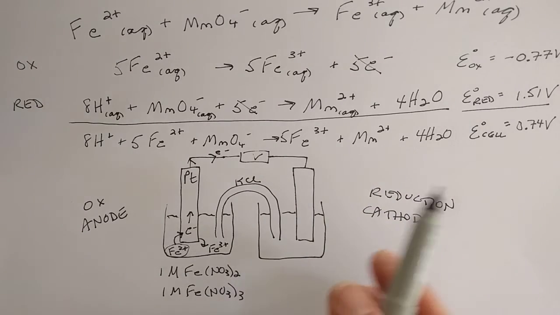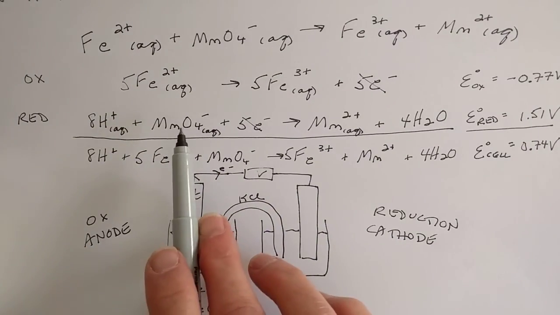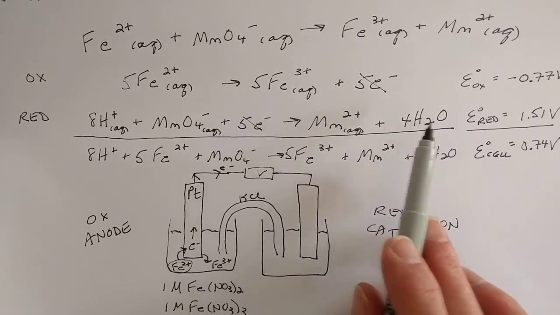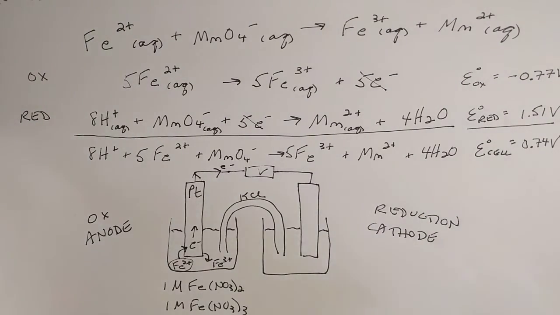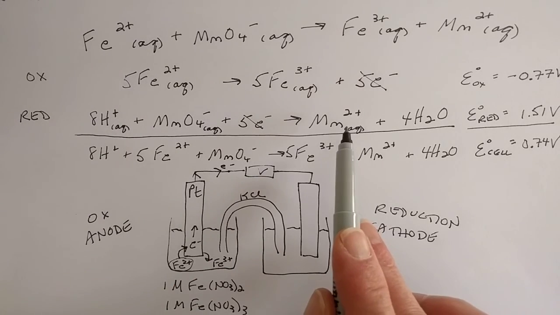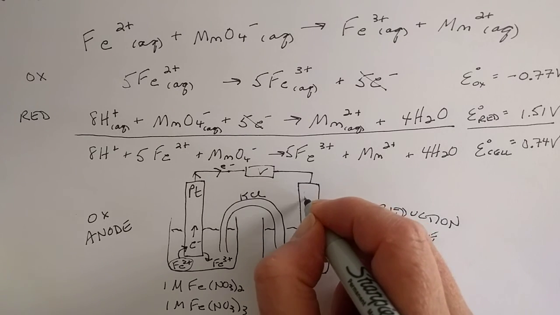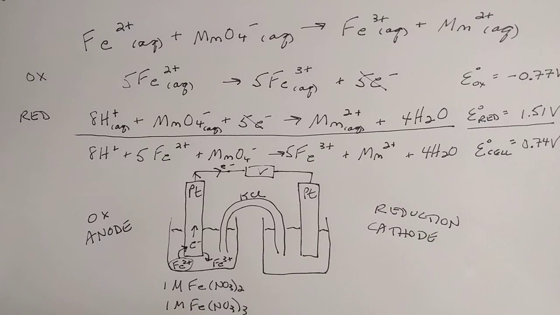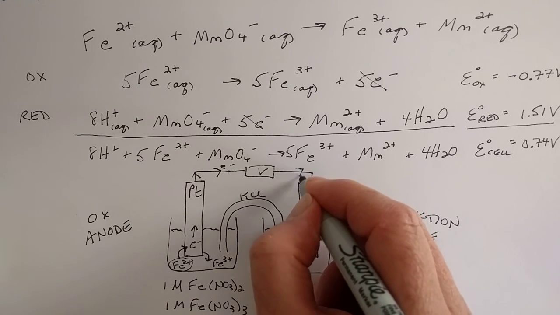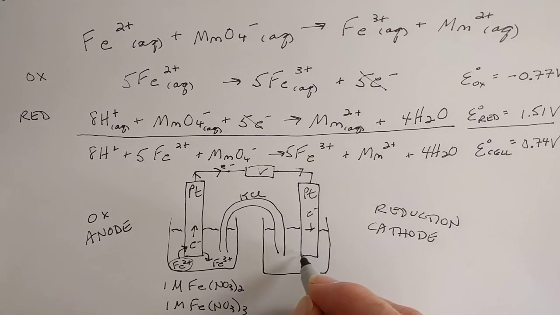So for our reduction half reaction, we have H plus, MnO4 minus, Mn2 plus, and water. But water is in our solution, so we don't have to worry about the water. Again, we have an ion reducing to an ion, so we're going to need another platinum electrode. Our electron comes through our platinum electrode.